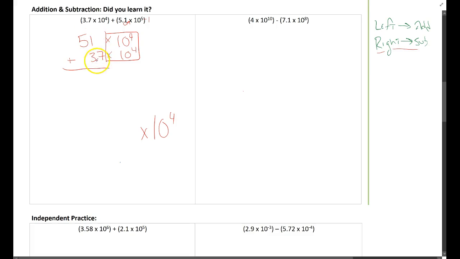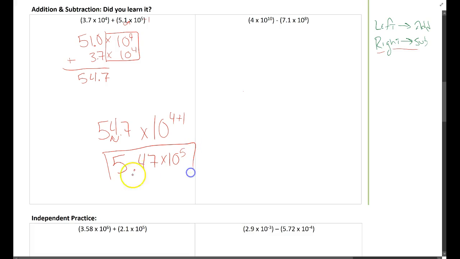I have 51 and 3.7. I need to put a placeholder in. 0 plus 7 is 7. 1 plus 3 is 4. And 5. I carry my decimal place down. And I get 54.7. However, this is ugly scientific notation. I hope you see that. So I move my decimal place back. I see that when it moves left, I add. So I add 1. And I get 5.47 times 10 to the 5th. That is my final answer.